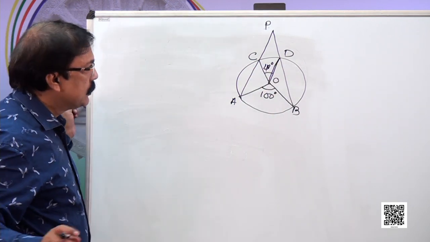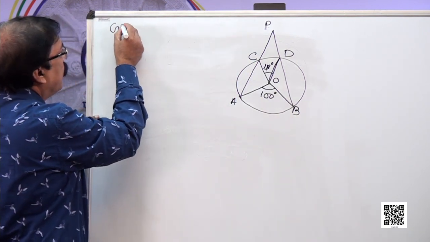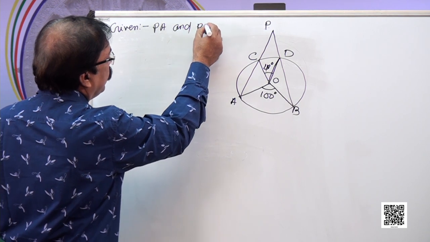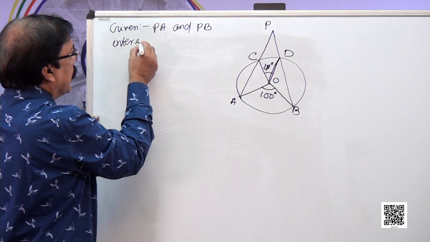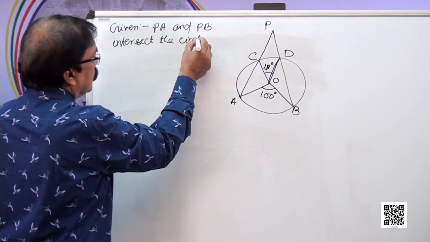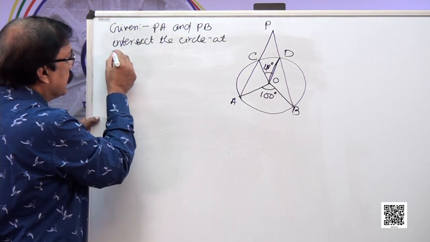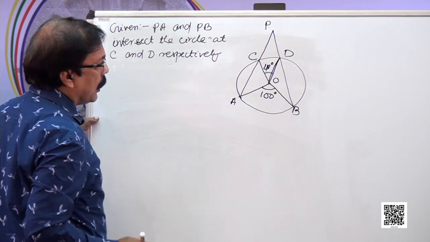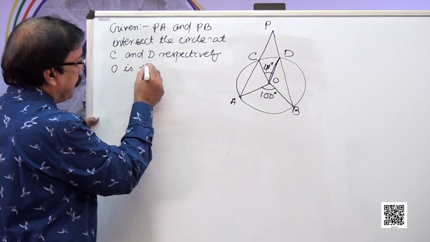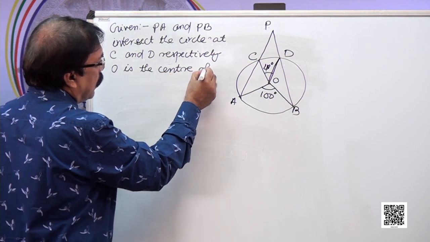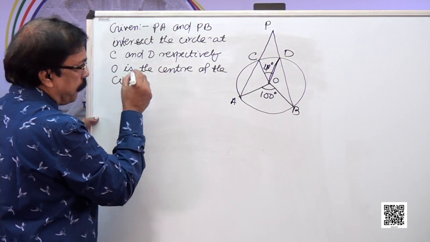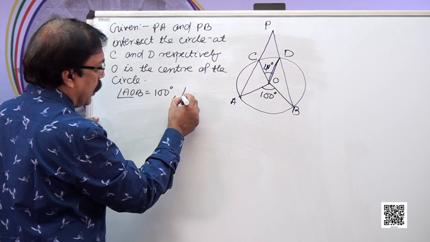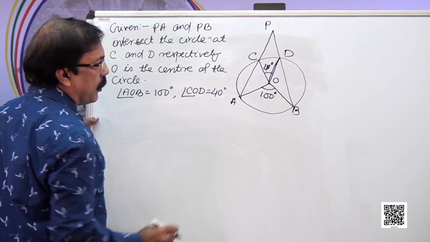Now, how to solve this? So, given part is PA and PB intersect the circle at C and D respectively. O is the center of the circle. Angle AOB is equal to 100 degree and angle COD is equal to 40 degree.